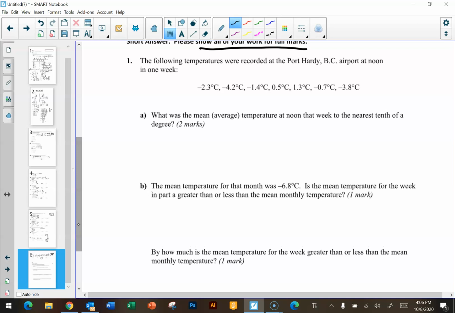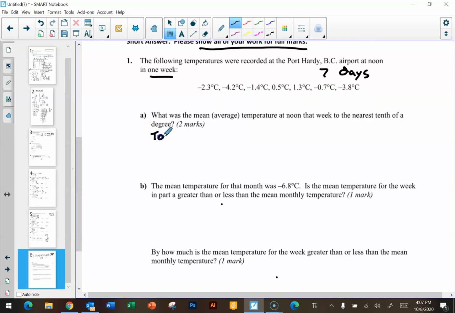The following temperatures were recorded at noon in one week. So there's 7 of these, right? So there's 7 days, so there's all the temperatures. What was the average temperature at noon? To remind you, to get an average, you have to add up all of these and then divide by the number of them. There are 7 of them, because there's 7 days.